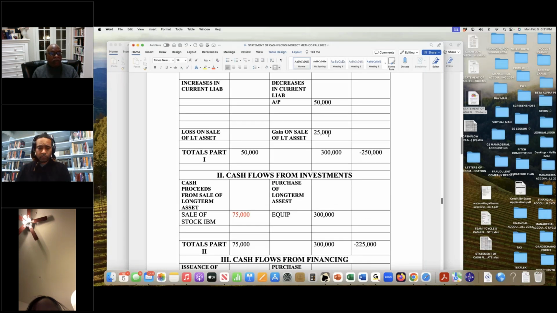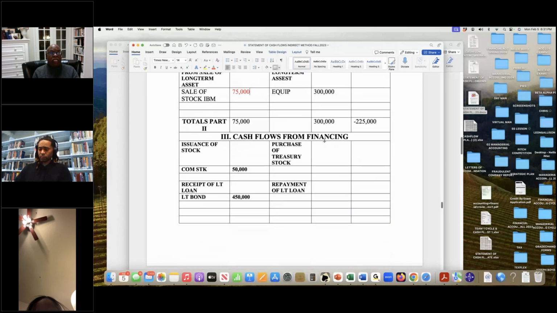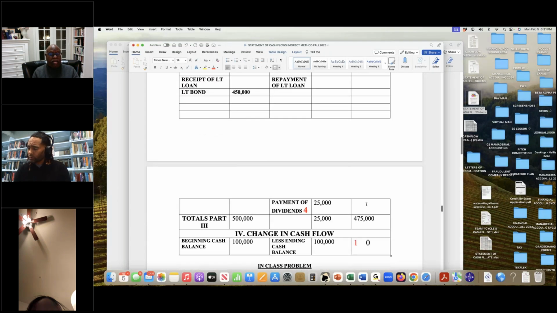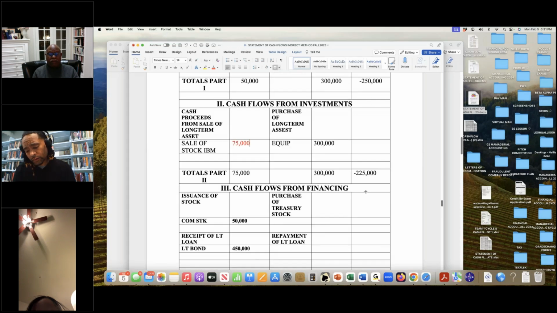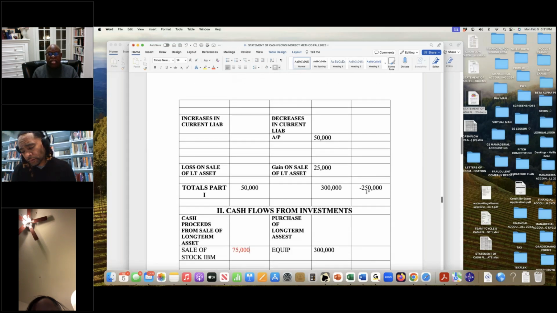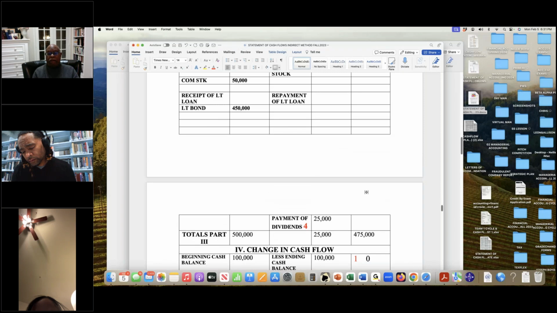Then with our financing, we're going to look at the common stock, the long-term debt, and the dividend. So that's all it is. And then you have to make sure that your parts 1, 2, and 3 equal the change in cash. Are there any questions?